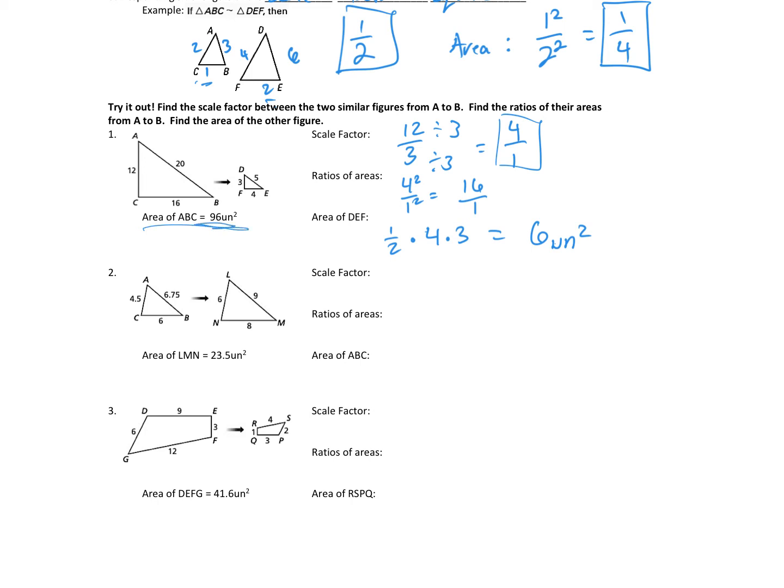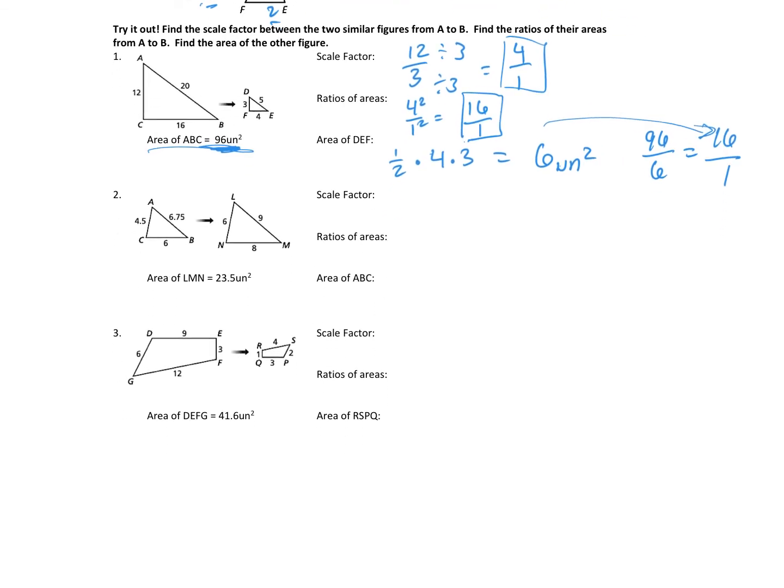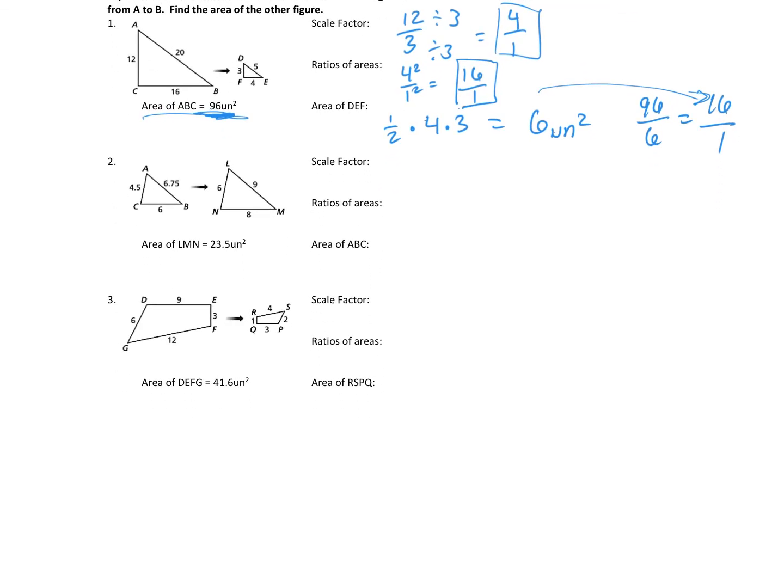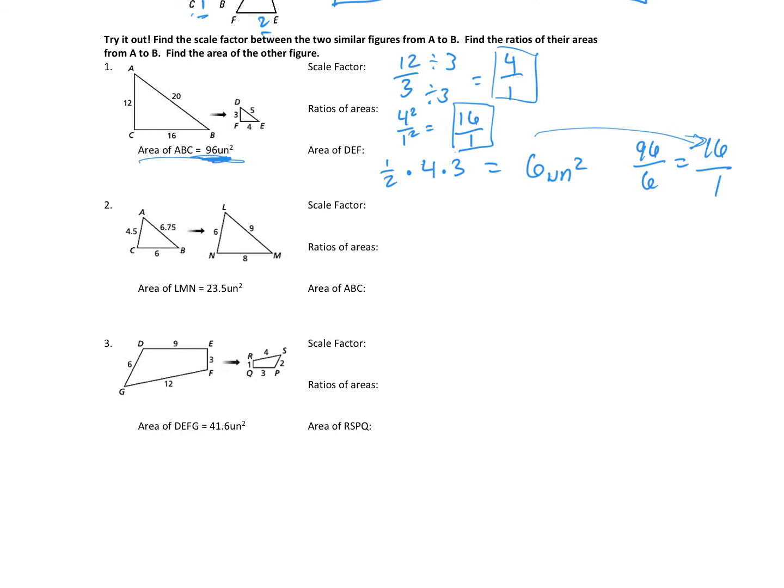My area of ABC is 96 units squared. And I can check that this is 16 to 1, because if I did 96 divided by 6, this gives me 16 to 1, which is my ratio of areas. Notice that my ratios are the same. It's the square of my sides. I didn't even have to find the areas. They're already given to me.